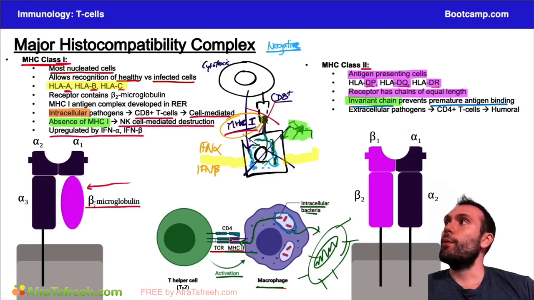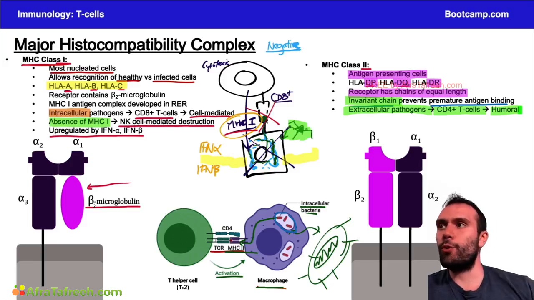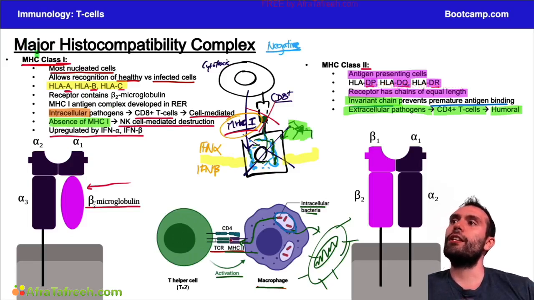And remember, when we're talking about MHC class 2, extracellular pathogens, CD4 positive T cells, usually resulting in a humoral response, at least primarily a humoral response. Whereas when we're talking about MHC class 1, we're talking about intracellular pathogens, like viruses in particular, that result in CD8 positive T cell mediated destruction, usually more of a cell mediated process.